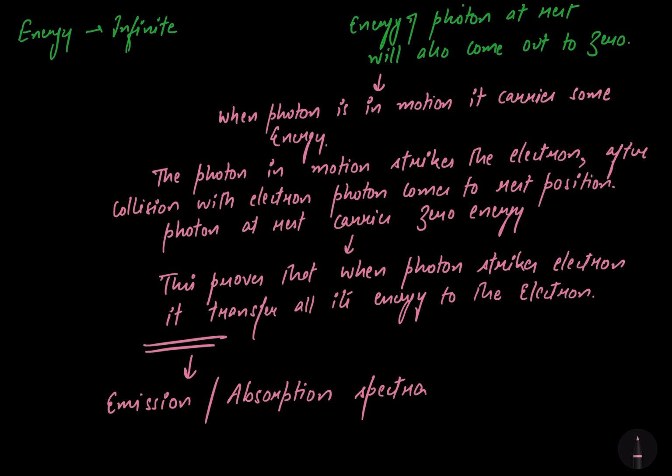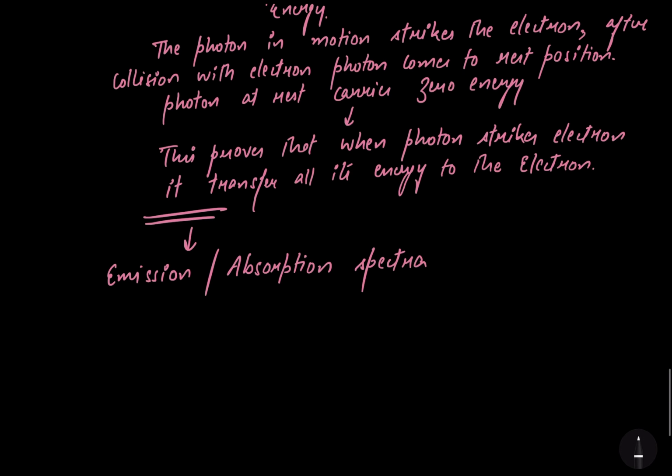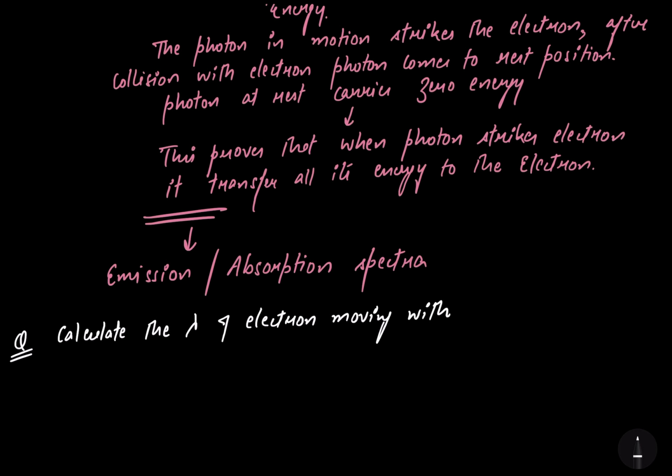So now let's attempt one numerical on this topic. I'm writing a question for you. The numerical is: calculate the wavelength of an electron moving with 1/3 velocity of light.